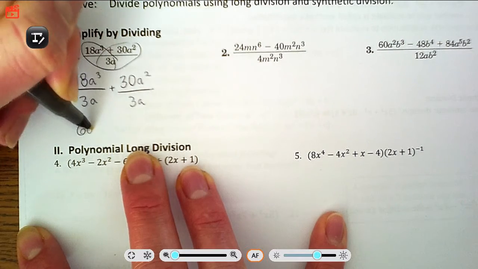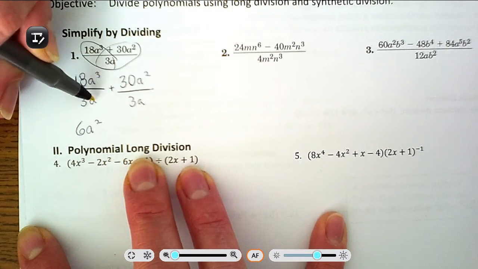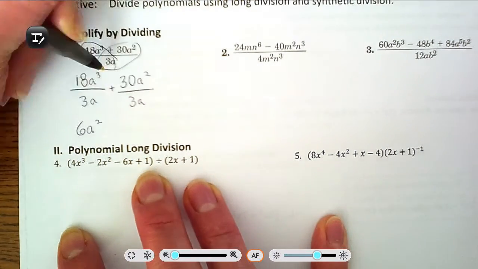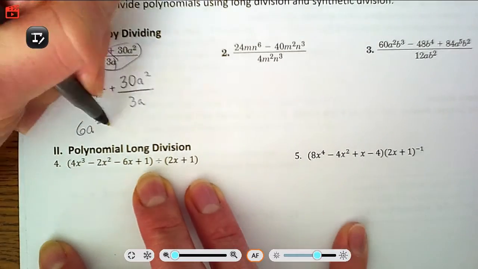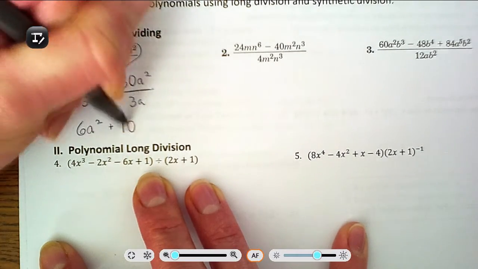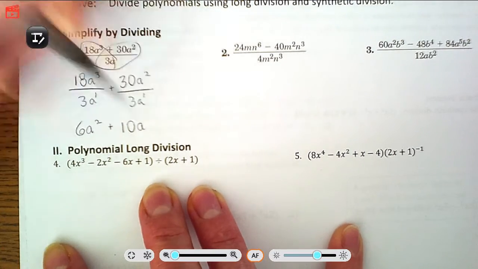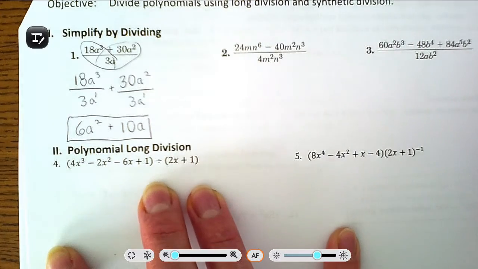That's 6a squared, because 18 divided by 3 is 6, and a to the third divided by an a, one of these a's and one of those a's cancels, and we're left with a squared. In other words, the exponents subtract. 3 minus 1 is 2. And 30 divided by 3 is 10, and a to the 2 minus 1 is just 1. Alright, so that would be a reduced form of the original.